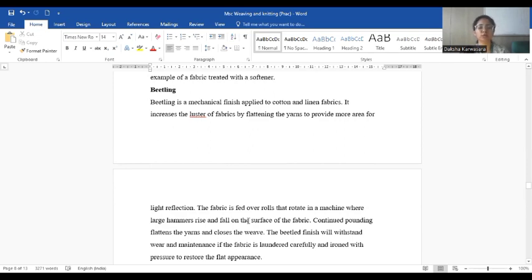of the fabric. A particular fabric is laid down over the rollers, and after that it is beaten with the help of large hammers. So it helps to improve the luster of that particular fabric.